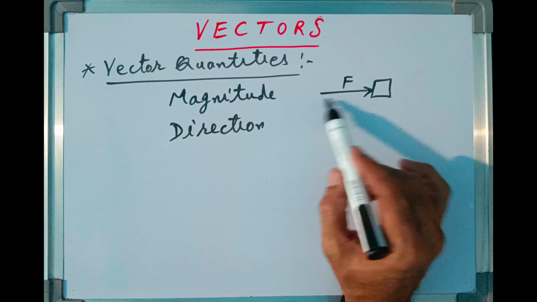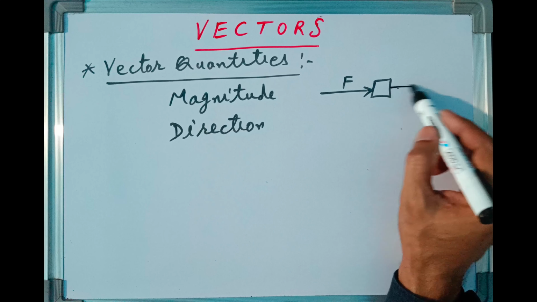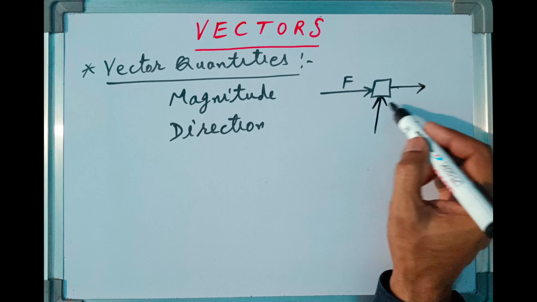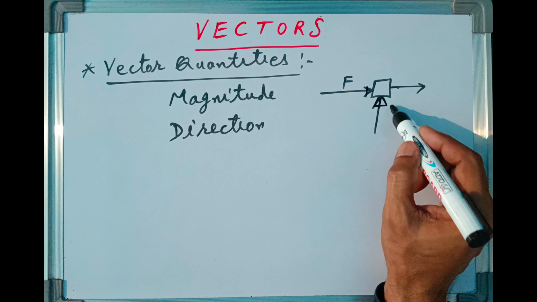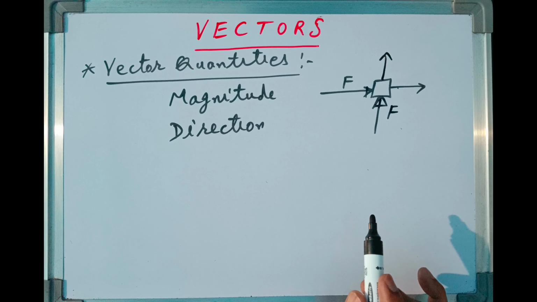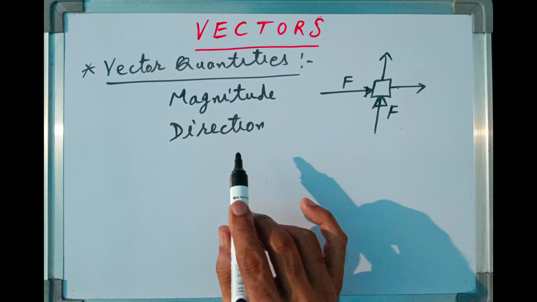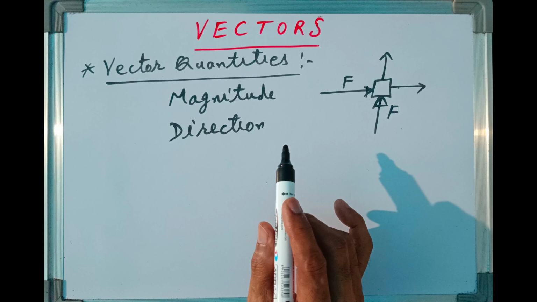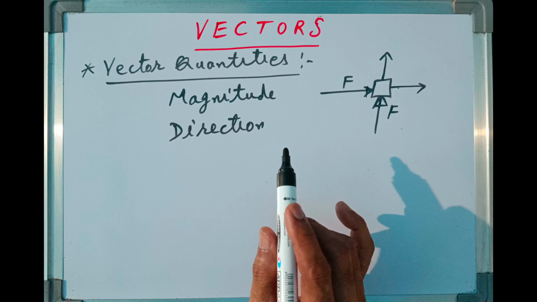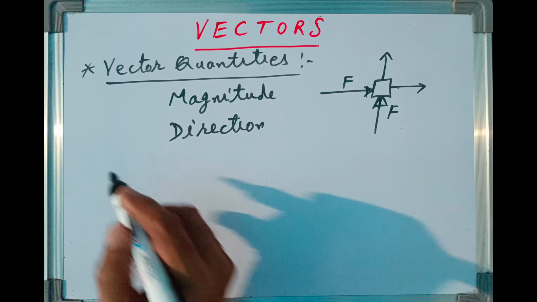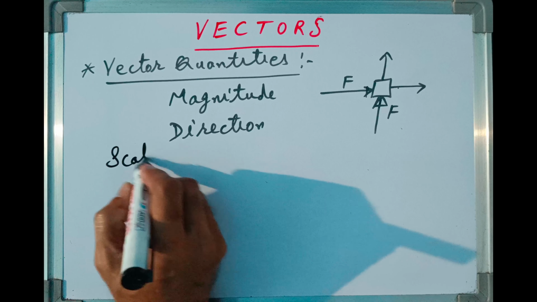If I apply force in this direction, body will move towards right. If I apply force in vertical direction upward, then the body will move in upward direction. Means force is such a quantity which has both magnitude as well as direction. Such quantities which have both magnitude and direction are called vector quantities. In contrast to it, the quantities which have no direction, they have only magnitude, those are called scalar quantities.